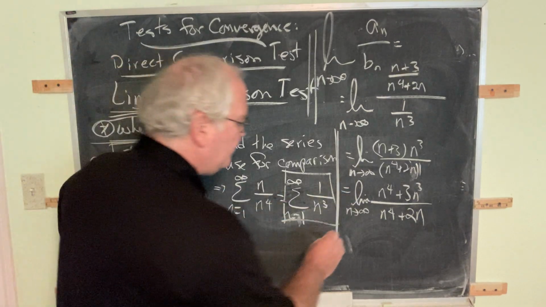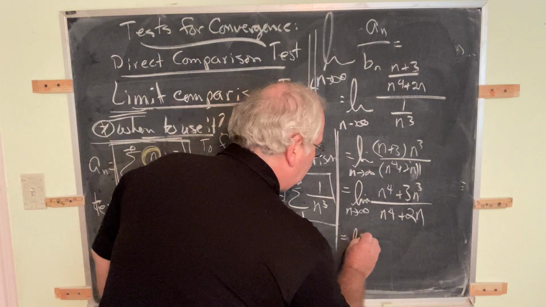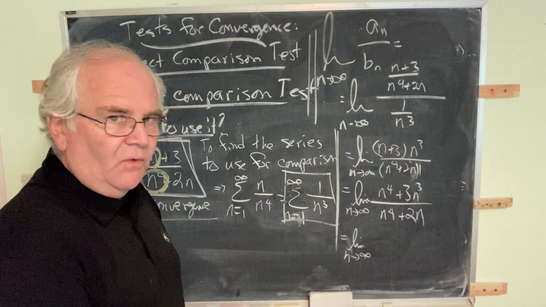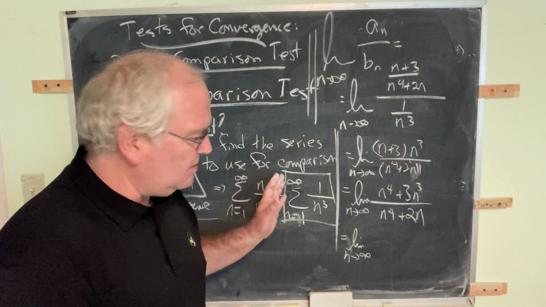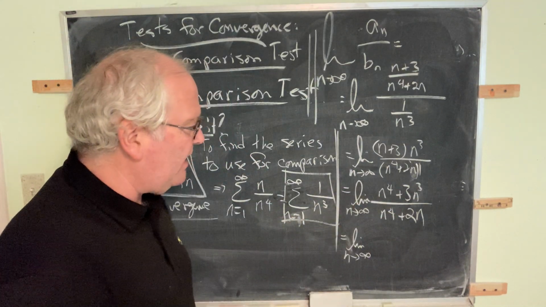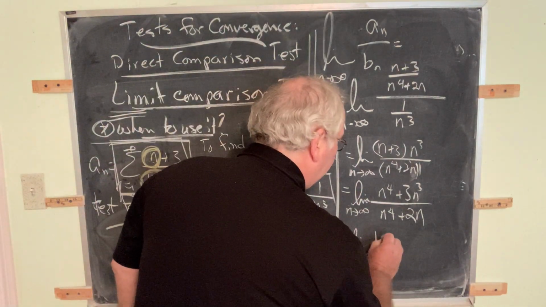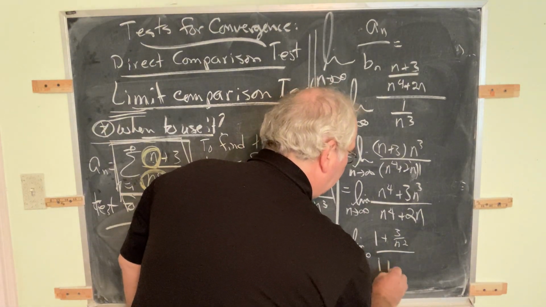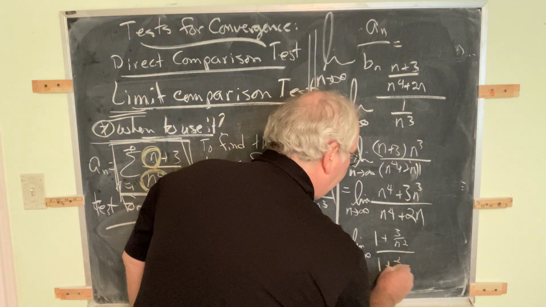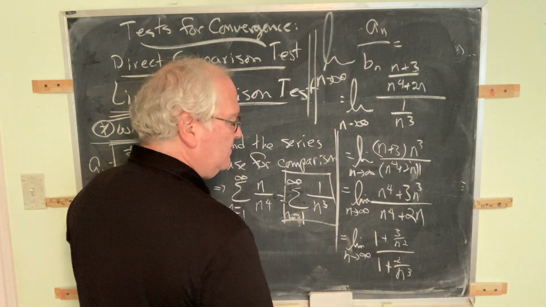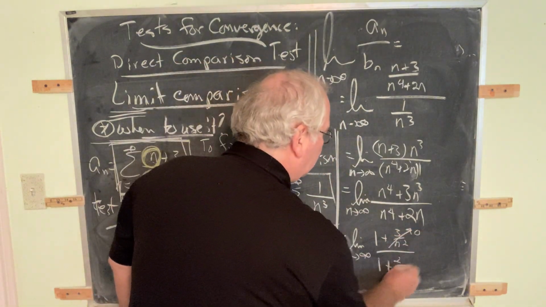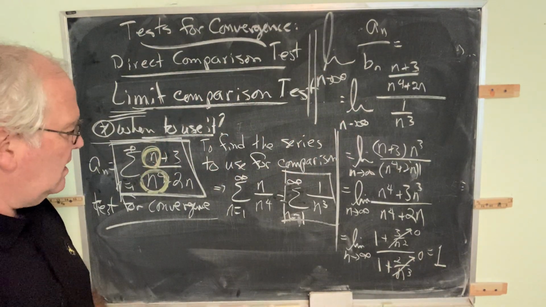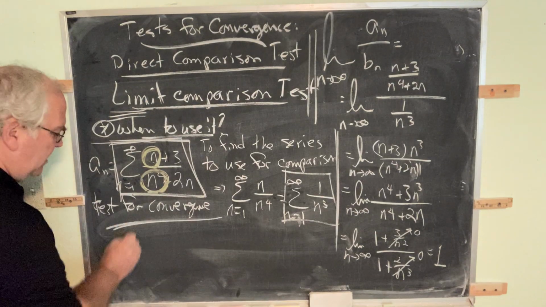In this case, I'm going to run out of space, but I'm going to leave it to you. You can verify. Divide every term that appears by n to the 4th. We're going to get a short version here in just a moment. We divide every term by n to the 4th, and you're going to get 1 plus 3 over n squared, over 1 plus 2 over n to the 3rd. If you do the algebra, that goes to 0, that goes to 0. This is equal to 1.